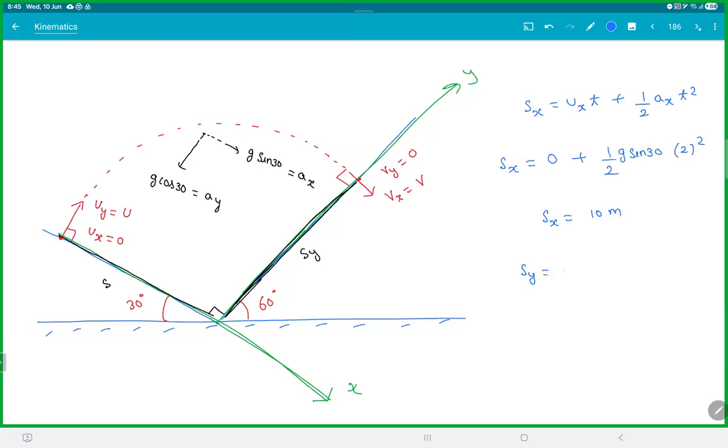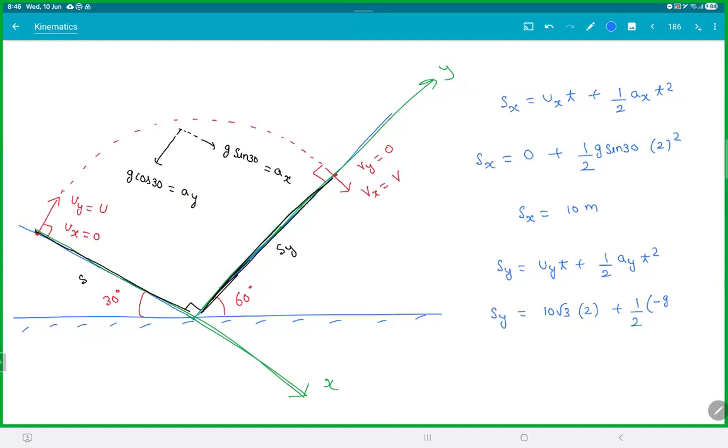Similarly, I can use Sy. Sy is equal to uyt plus half ayt square. Uy is u, which is 10 root 3. Time is 2 seconds. Ay is negative, so half minus g cos 30, 2 square. This is 20 root 3, minus 2 will cancel, that is 10 root 3. This is 10 root 3 meters. This is not the answer. This is Sx and Sy, which are these distances.